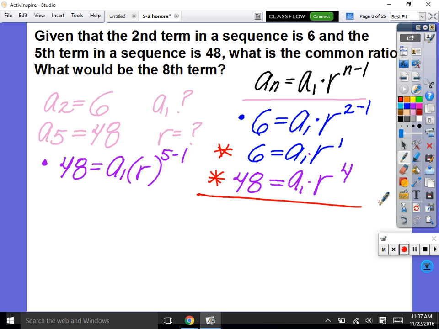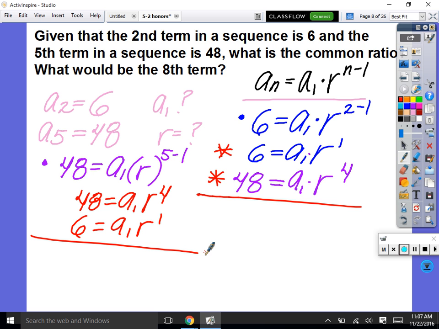We'll still be okay if we don't. We'll just be dealing with negative exponents and fractions and stuff, so we'll have to flip things, which we could do. But I'm going to put 48 equals a sub 1 times r to the fourth on top, and on bottom I'm putting 6 equals a sub 1 and then r to the first. Let's divide straight down. What's 48 divided by 6? 8, and then a sub 1 divided by a sub 1 is nothing. When you divide the same base, what do we do with our exponents? Subtract. 4 minus 1 is 3, so we have r cubed is going to be equal to 8.